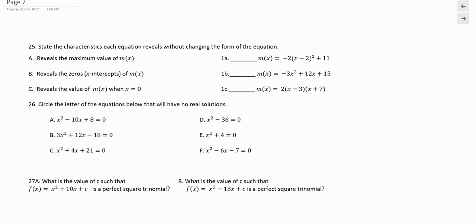25 asks us to state the characteristics each equation reveals without changing the form of the equation. So if we look at 1a, or the first equation, it's in vertex form, which gives us the maximum. The second one is in standard form, which is just going to give us the y-intercept, which is the value when x is 0. This is C. And the last one's in factored form, which gives us the x-intercepts, so that's B.